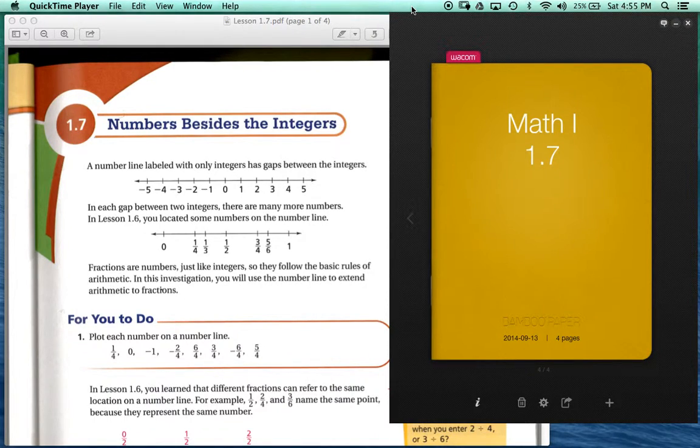So, moving forward, our next section is 1.7, and it's called numbers besides integers.